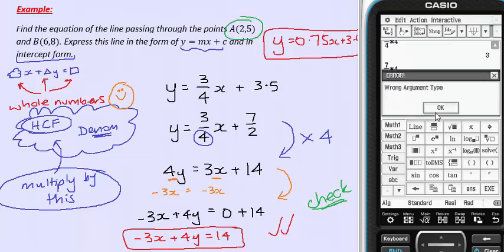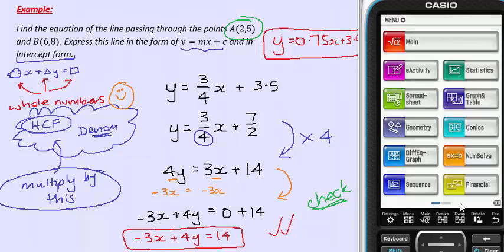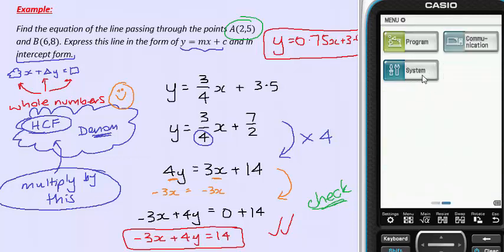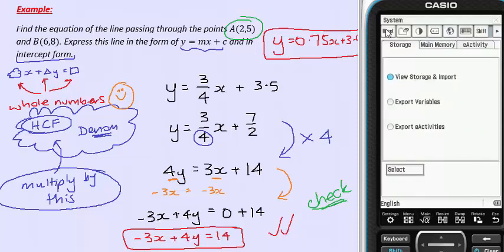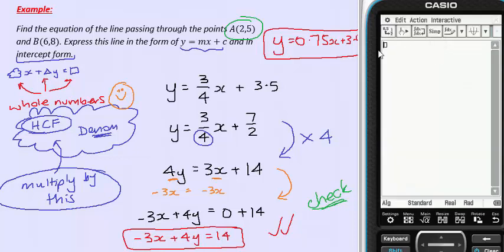And when I press OK, unfortunately, I'm getting that, which means there's something going on with my calculator that's not working. So what I need to do is reset it. It's annoying, but this is one of the problems with the calculator. So to reset, I'm going to go System, Reset, Reset, ignore the caution sign and say OK. Everything's clear now, and let's do it again.